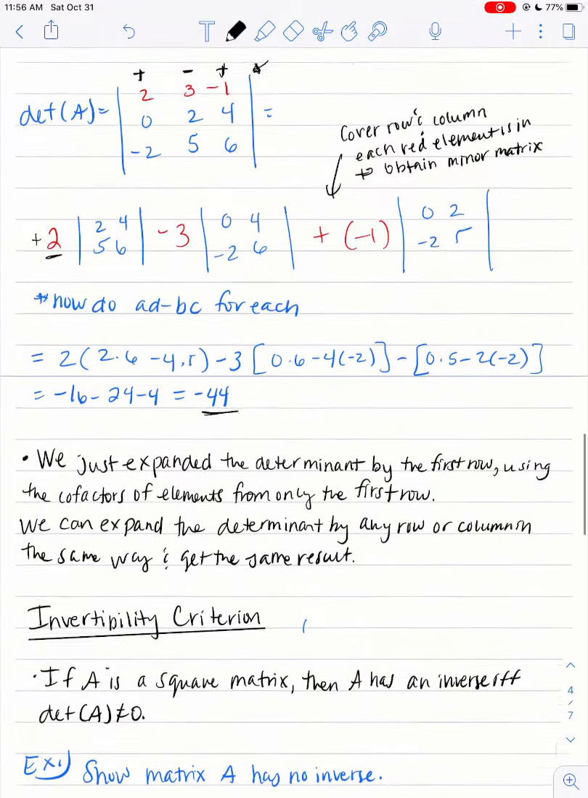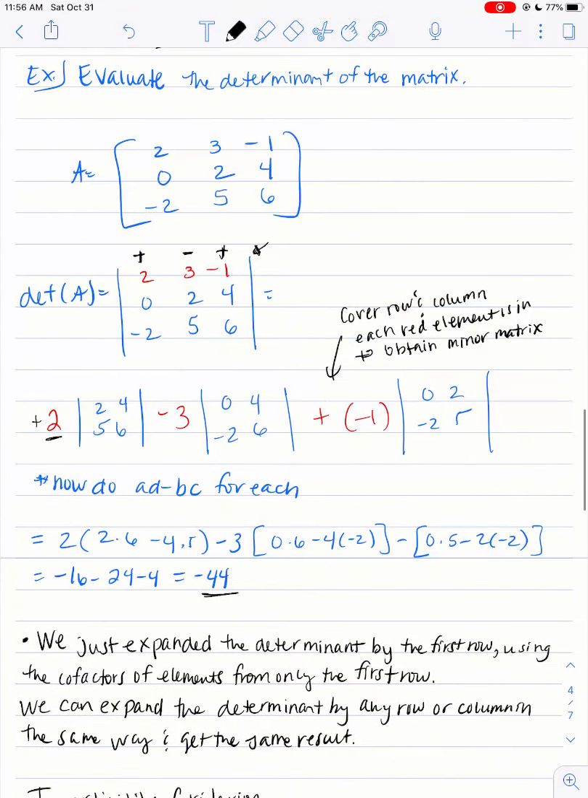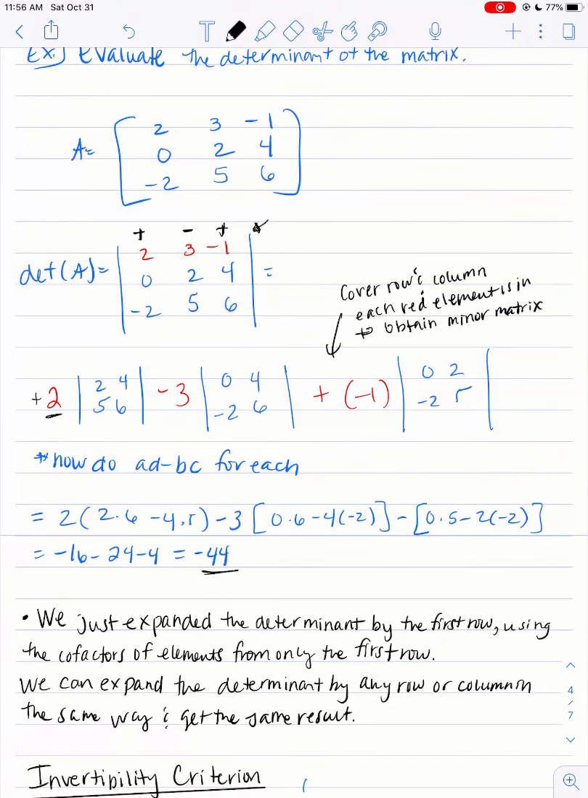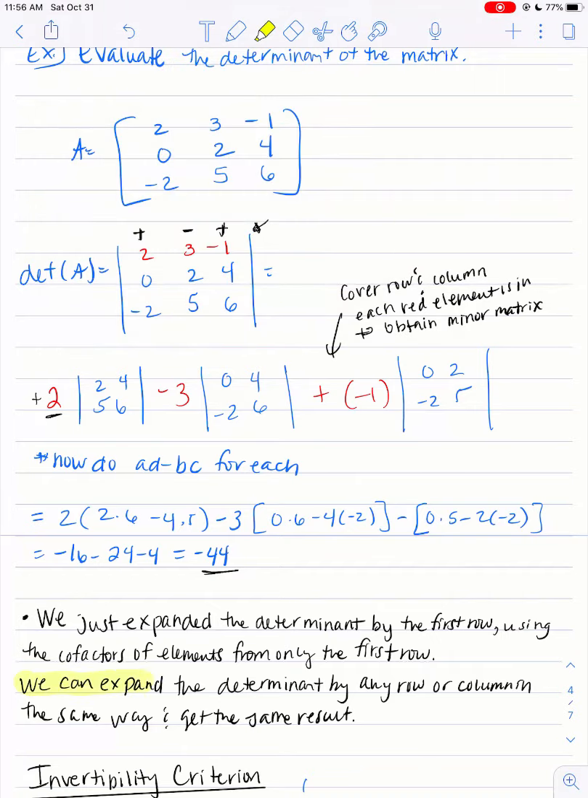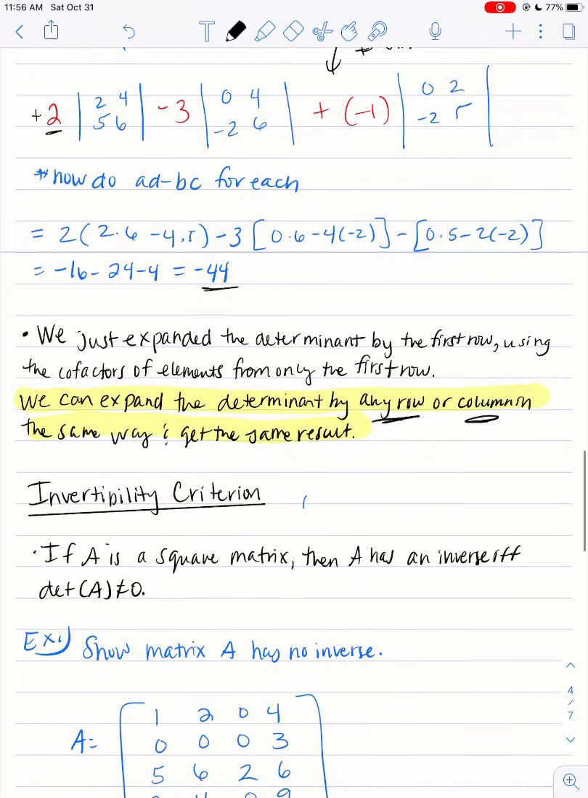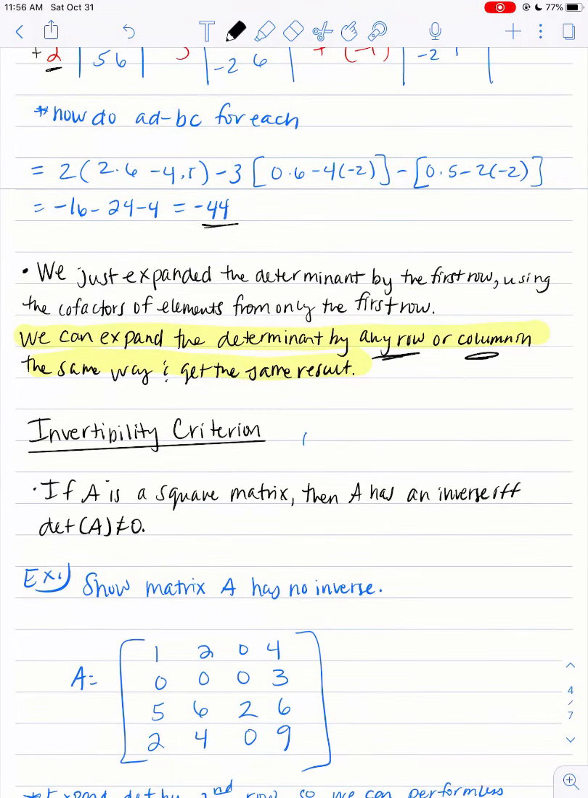Okay, so in this example, we expanded the determinant by the first row using the cofactors of the elements from only the first row, basically. However, we can actually expand the determinant by any row or column in the same way that we just did, by finding the cofactor and then canceling the row and column that it's in, for any row or column, and get the same result. So I think I have another example that shows this, so it'll make more sense.